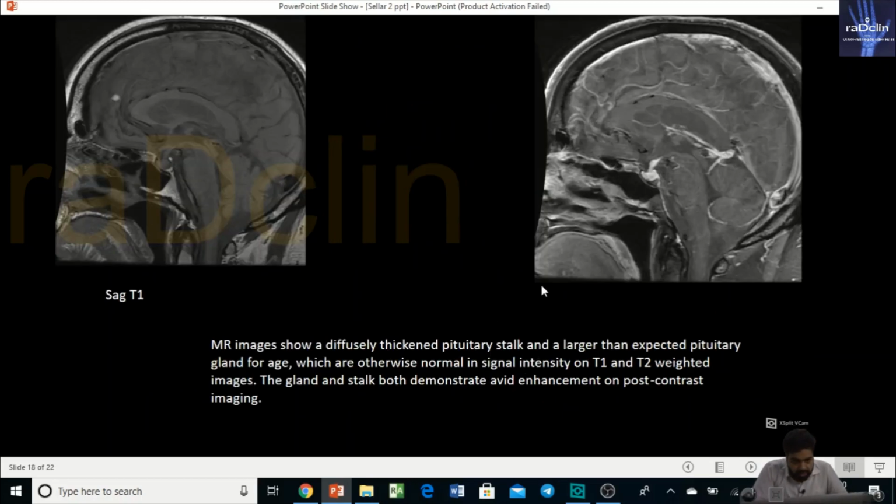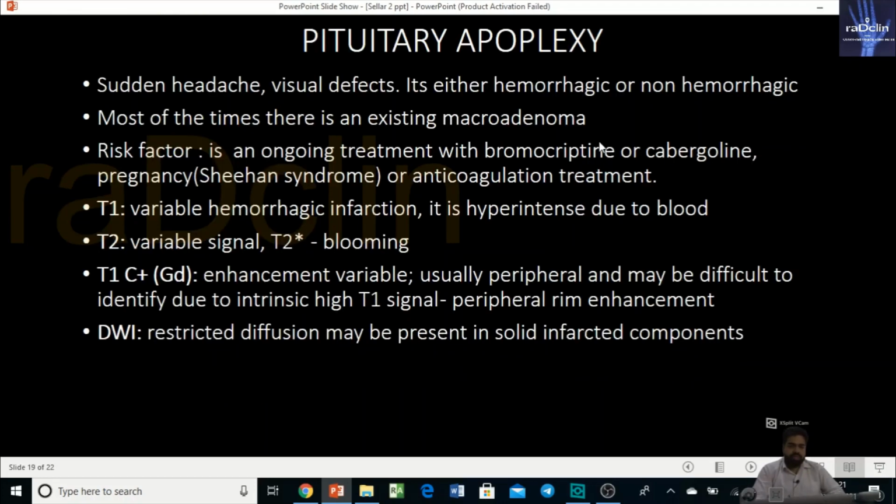Now here, this was a patient. MR shows a diffusely thickened pituitary stalk and a slightly larger pituitary gland for the normal age. However, the signal intensity was normal on T1 and T2, and it shows an avid contrast enhancement. So with other features of pachymeningitis and other clinical manifestations, the diagnosis of IgG4 was considered. The histopath made the definitive diagnosis of IgG4 hypophysitis.